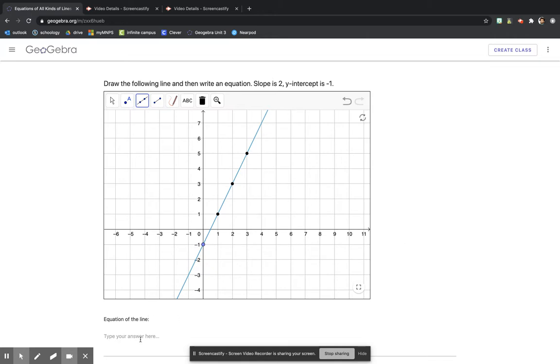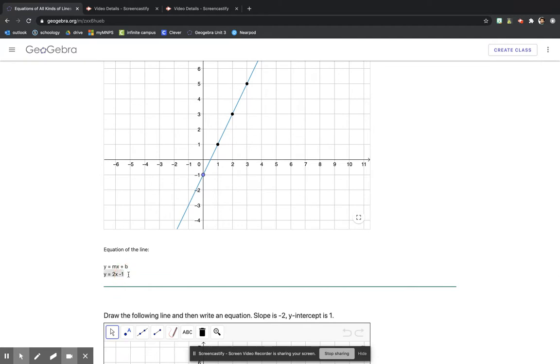Now when I write the equation, I'm going to use that same slope-intercept form that we talked about in class. So I'm going to say y equals mx plus b. So I'm going to say y equals my slope, which is 2. That tells us right there our slope is 2x plus our y-intercept. Now our y-intercept is a -1, so I could either write 2x plus -1, or I could just write 2x minus 1. Either way.